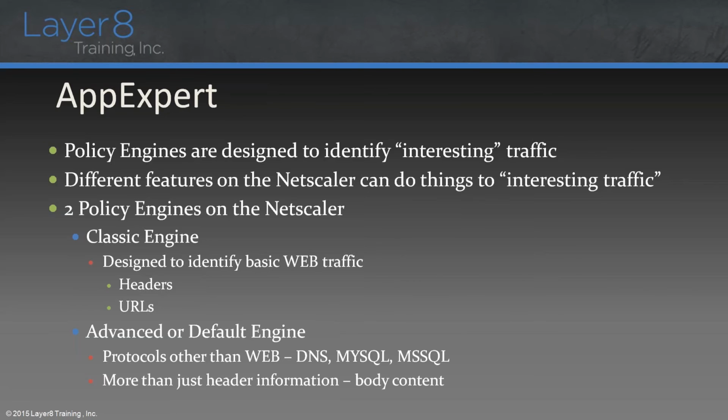So the Advanced Policy Engine knows how to identify interesting traffic with DNS, SQL, and other protocols. Okay? And it can look at more than just header information. It can actually look in the body content. And so this gives us a broader scope of what we can define as interesting. Now, it also brings a whole slew of other tools for how we identify interesting traffic.